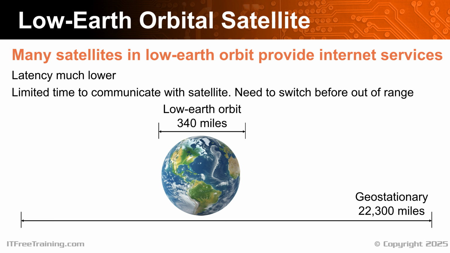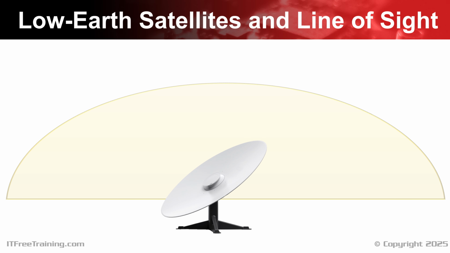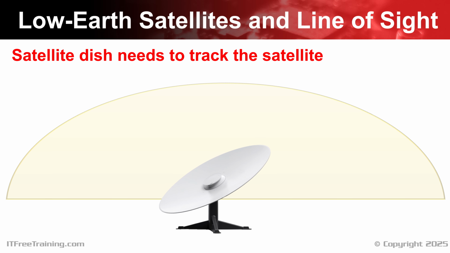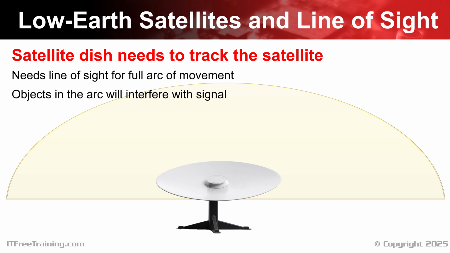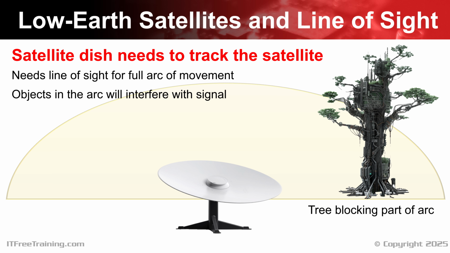There are a few things to be aware of if you are going to use low Earth orbital satellites. Since the satellite is moving through the sky relative to the satellite dish, the satellite dish needs to track the satellite. The satellite dish needs line of sight through the full arc of movement. Objects in the arc will interfere with the signal. For example, if you have a tree blocking part of the arc of movement, it may reduce your connection speed or drop it completely when the satellite dish is pointing in that direction. Older dishes required the whole dish to move towards the satellite. Newer dishes have internal components that move, and the dish will remain stationary.